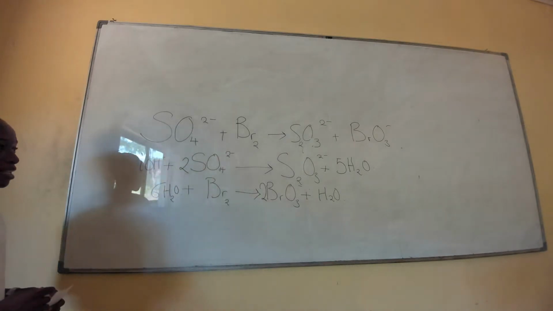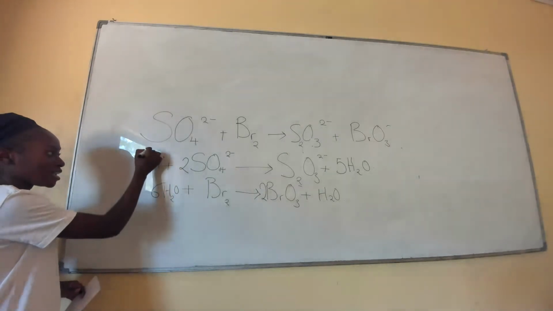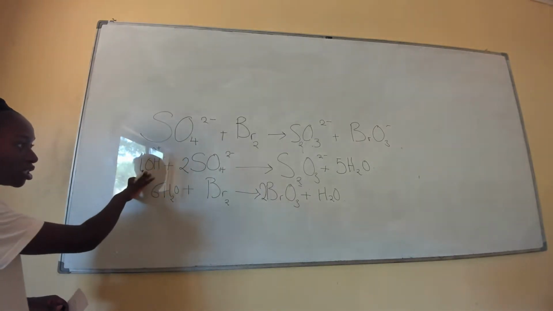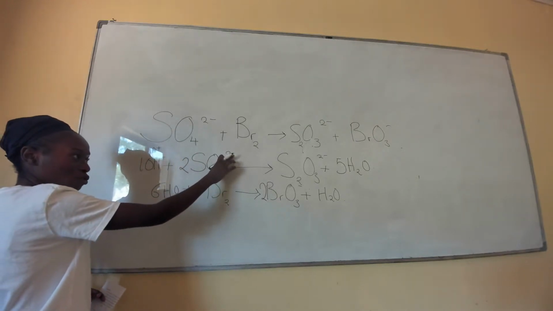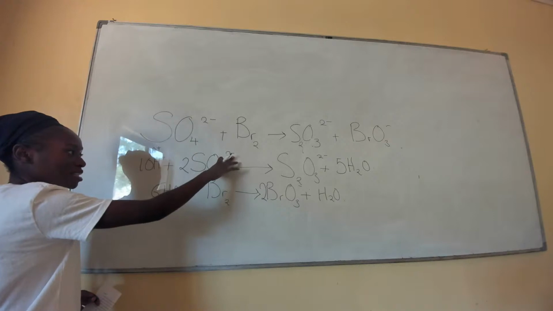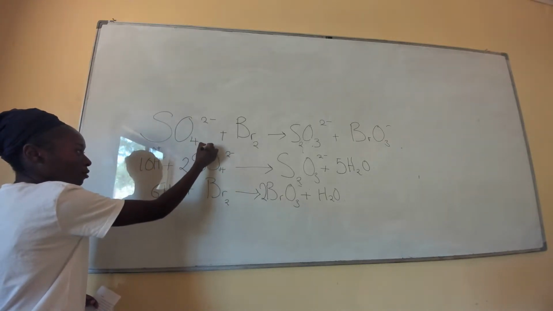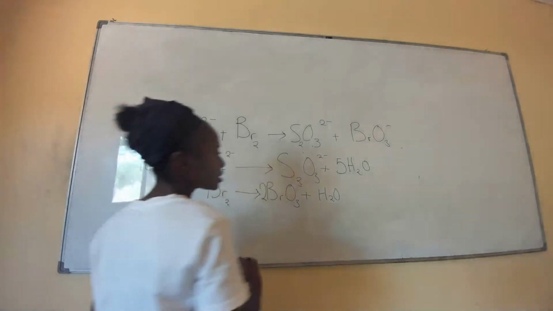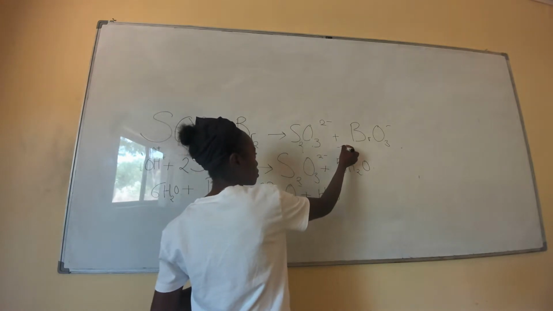So when it comes to balancing the charges, let's start with the right-hand side. We have a 10 here, we have plus 10 from the hydrogen, and then we have a minus 4. We have a negative 2 there, but remember this negative 2 from the sulfate multiplies the 2 there. So it becomes a negative 4. And then the other side, we only have a negative 2.